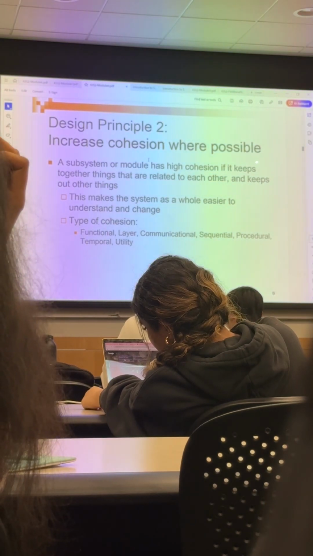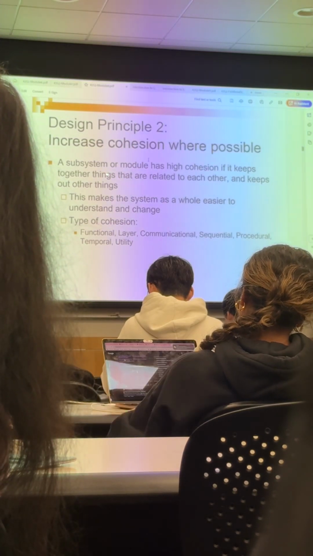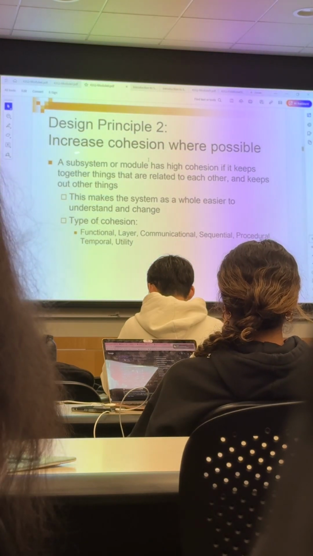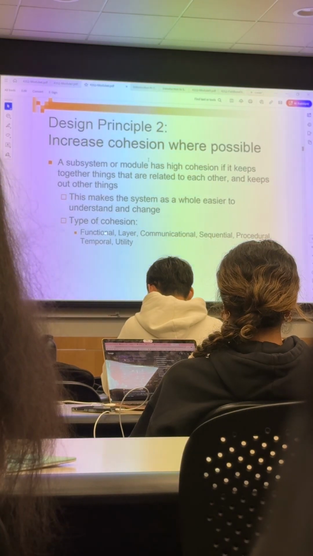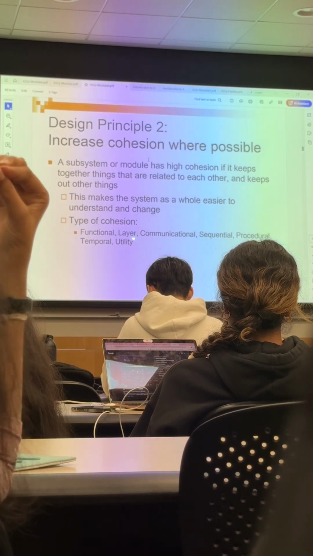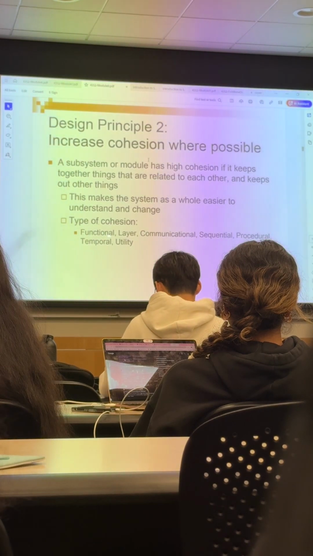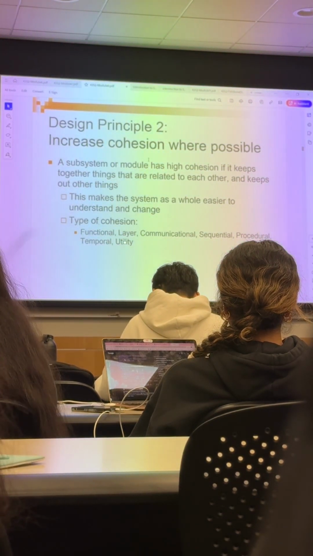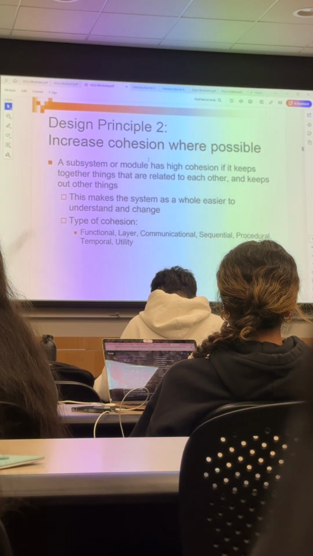Design principle 2, increase cohesion where possible. Increased cohesion is the principle where we keep together things that are related to each other, right? So we're talking in terms of functions, like methods, and layers. You all know, the layer pattern will keep together services in the same layer. And procedural is again like methods. Utility is like in Java you have the map utility class. So all this makes our subsystem cohesive and keeps everything localized in the same area.